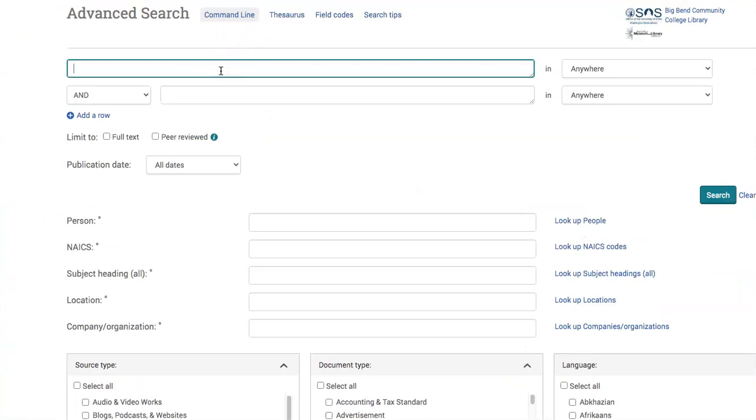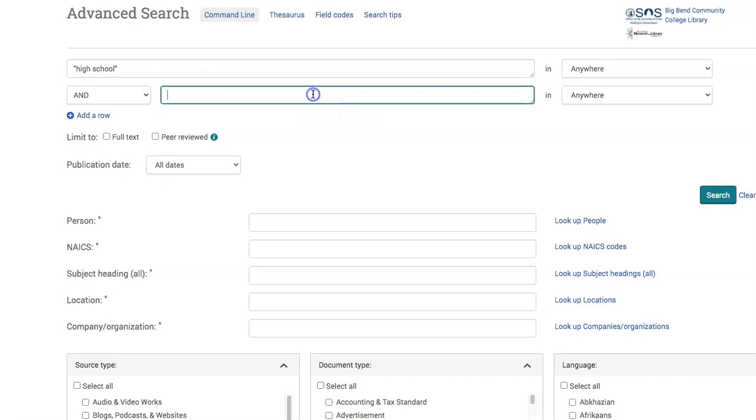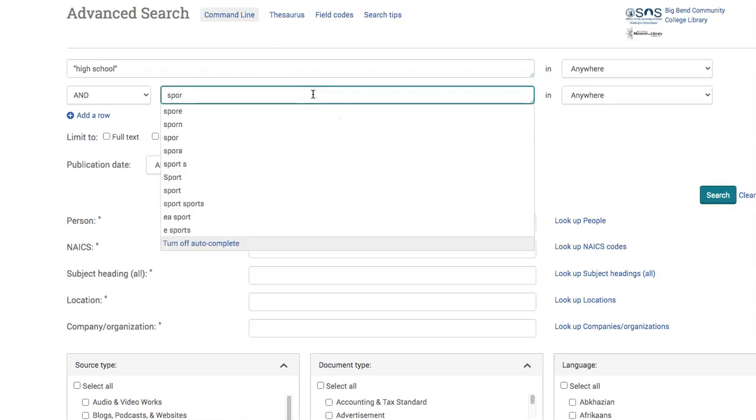I'm going to go with high school. I'm putting high school in quotes because it searches as a phrase, not individually. I'm going to put sports, but it might be sport, so I'm going to put an asterisk. An asterisk is a truncation mark, so I get sport, sports, and sporting.